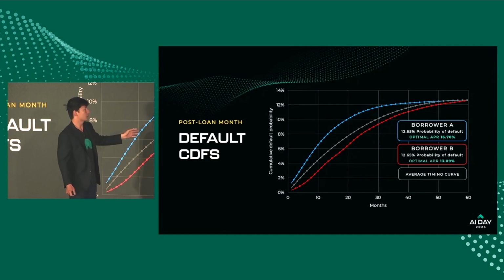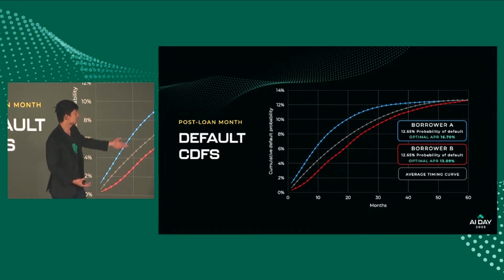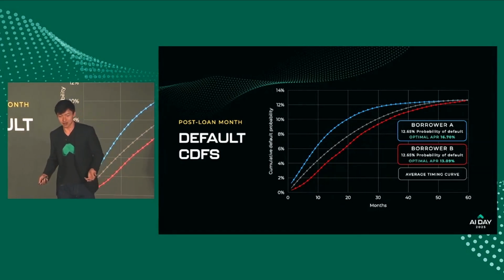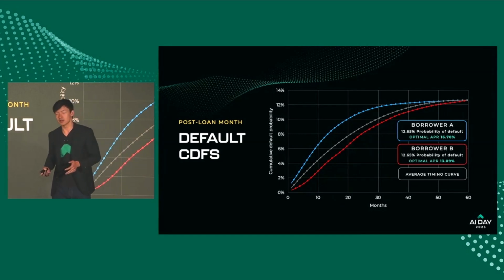Borrower A's optimal APR, meaning the actuarially correct rate that solves for your target return with precision, is 16.7%. Borrower B is at 13.09%. And that difference, 361 basis points, is a very large number. If you're taking a traditional approach here, you're essentially forced to be hundreds of basis points wrong in one direction or the other. And with the loan month model framework, we were able to solve that problem.